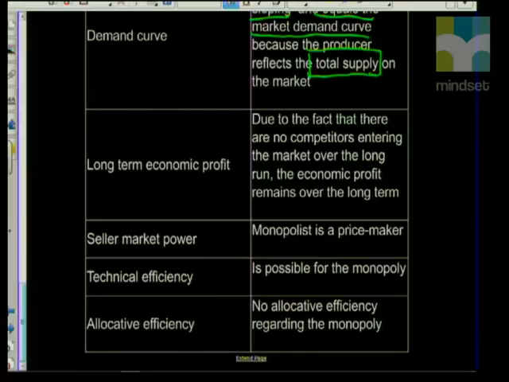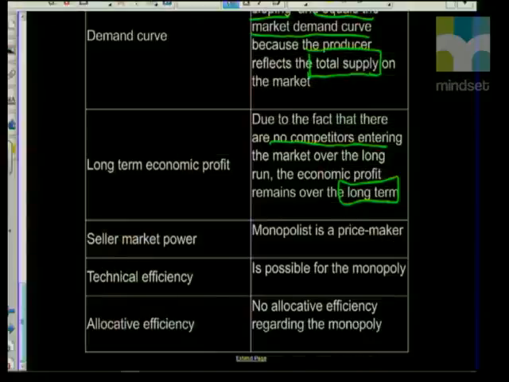In the long run, the monopolist has the possibility to make economic profit. And the reason for that is due to the fact that there are no competitors entering the market. So the market supply will not suddenly increase because there are other suppliers who see the opportunity to make supernormal profit. No competitors entering the market over the long run. The economic profit remains over the long term. Remember, I mentioned that in the perfect market, you can only make economic profit in the short run. In the long run, it will be moved down to only normal profit.